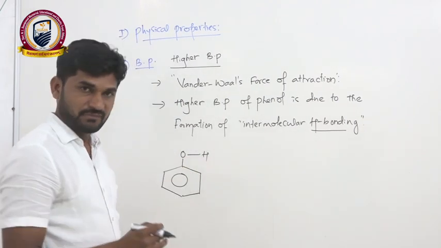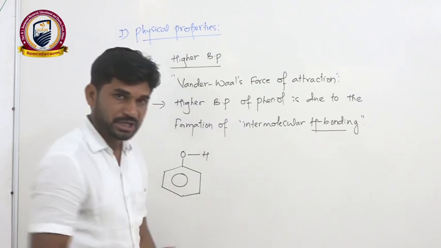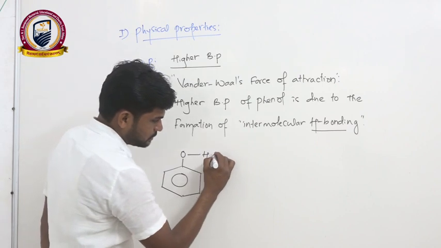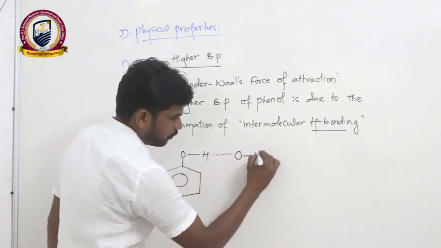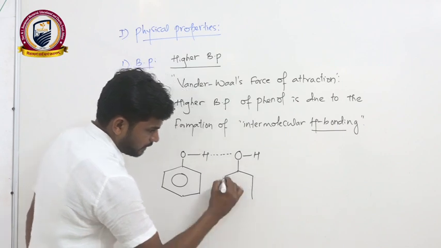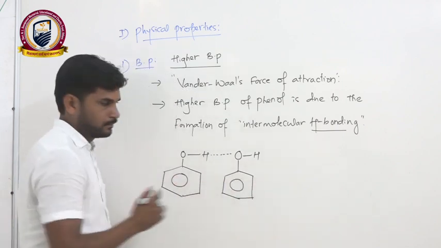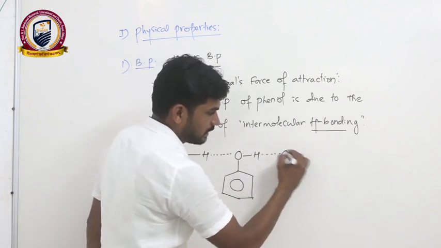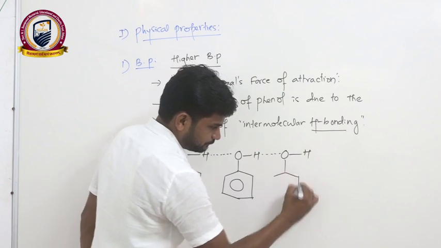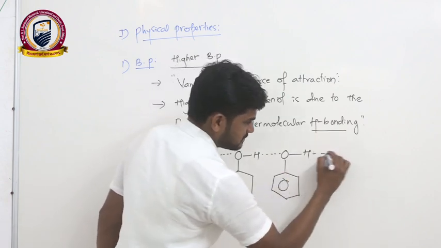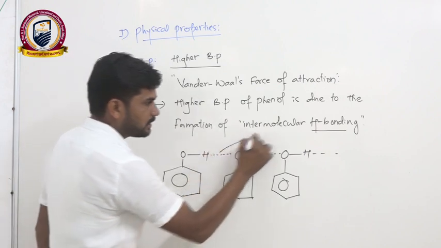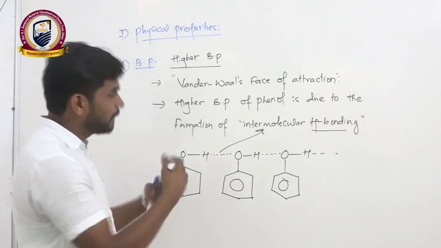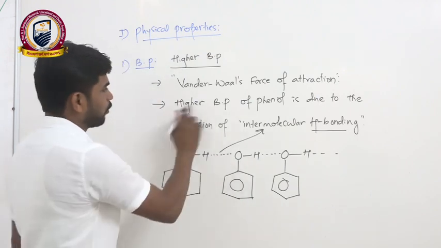It is an electrostatic force of attraction between hydrogen and the most electronegative elements, such as oxygen here, which is the electronegative element. So the OH group of one phenol attracts another phenolic group, and this hydrogen makes an intermolecular hydrogen bond with another phenol. This bond is called intermolecular hydrogen bonding. The formation of intermolecular hydrogen bonding makes these compounds have high boiling points, right?